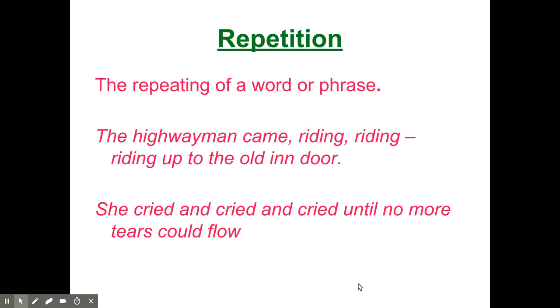Repetition is an easy one because it's repetition, repeating a word or a phrase. The highwayman came riding, riding, riding up to the old inn door. You have the word riding repeated multiple times. She cried and cried and cried until no more tears could flow. Some people think that might be a hyperbole, but you have to look at the repetition that's being used and ask yourself, what is the author trying to do with that?